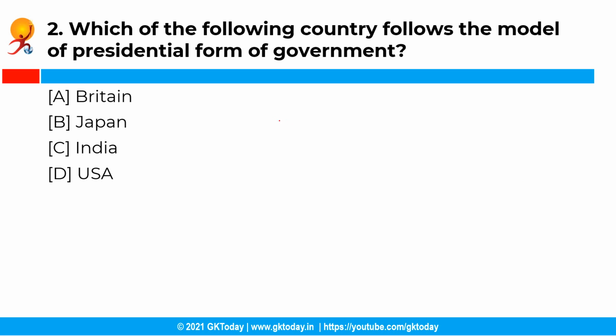Now the next question is, which of the following country follows the model of presidential form of government? Now you have the following options and the correct answer is option D, that is USA. So the presidential form of government is also known as the non-responsible or non-parliamentary, or we can also say the fixed executive system of government. It is prevalent in countries like USA, Brazil, Russia, Sri Lanka, among others.